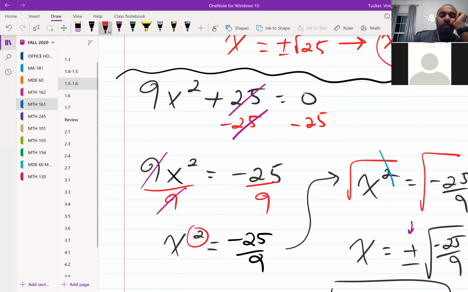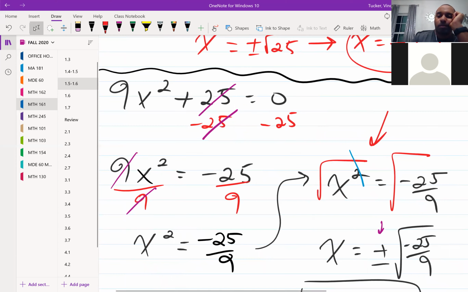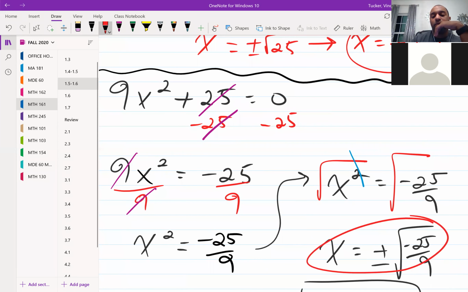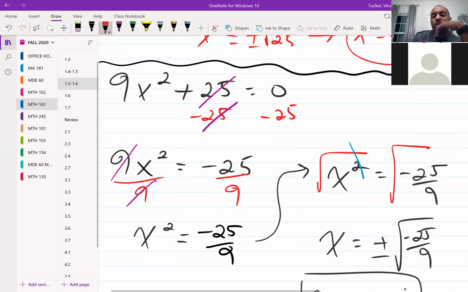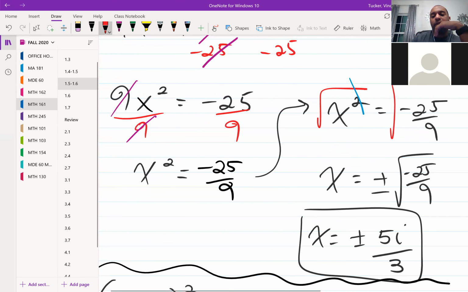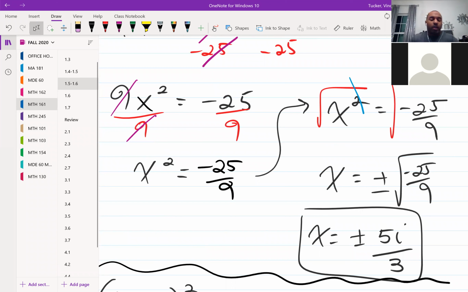Now, since we have x squared on one side by itself, we take the square root of both sides. X is equal to plus or minus square root of negative 25 over 9. What's going on right here? Then the square root of negative 25 over 9 is 5i over 3. So your answer is plus or minus 5i over 3.